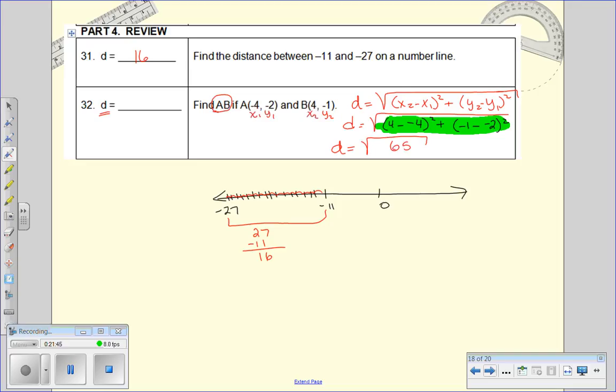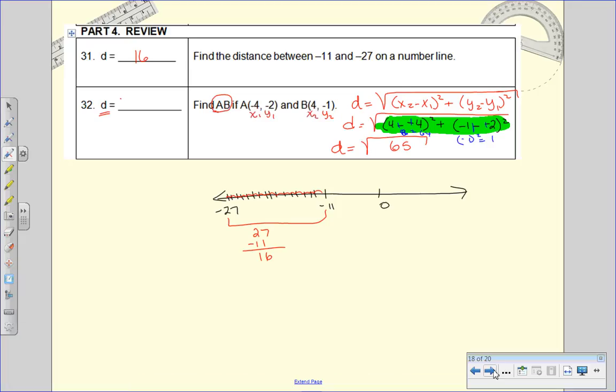So 4 minus a negative 4, that becomes a positive 4, gives you a positive 8 squared. And then negative 1, this becomes plus a positive, that'll be a negative 1 squared though gives you a positive 1. So 64 plus 1 is 65. You can keep your answer as the square root of 65, or you can now take the square root of 65 and get a decimal, 8.062.